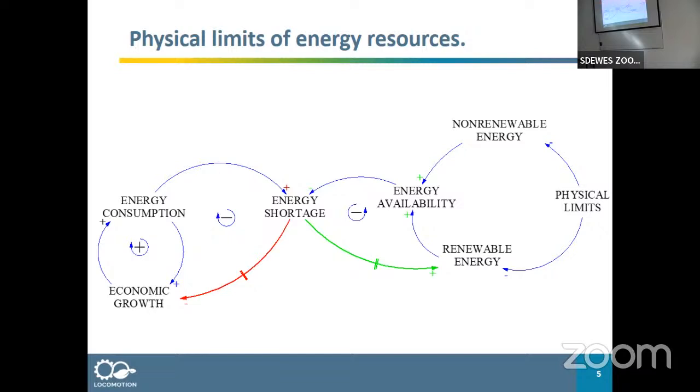So, as you remember, maybe this symbol represents the delay between the variable of energy shortage, variable in general terms, and the possibility to have renewable energy. We need 2, 3, 4 years to build a new power plant from maybe wind, photovoltaic, whatever. So this delay is quite relevant for a dynamic simulation.